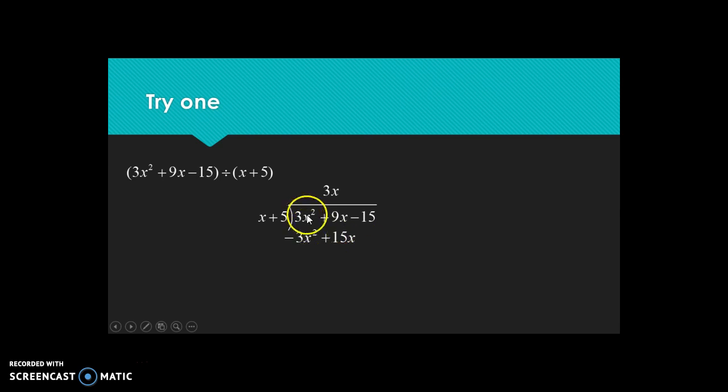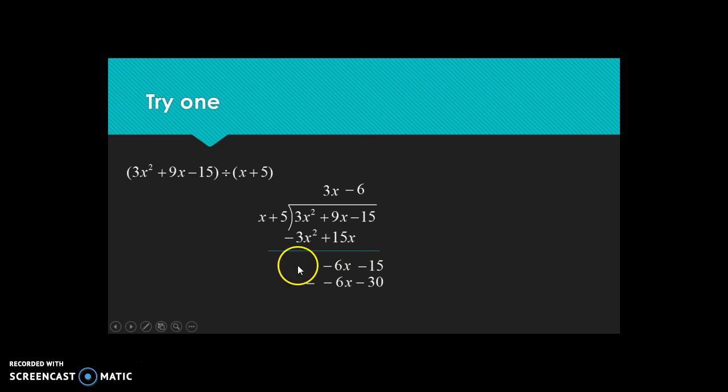And again, this is a multiplication problem. 3x squared minus 3x squared is gone. And then, a subtraction problem. 9x minus 15x is negative 6x. All right, bring down your negative 15, and then ask yourself, what do I have to multiply x by to get negative 6x? And hopefully you say that's negative 6. And then I'm going to use the distributive property here. So negative 6 times x is negative 6x, and negative 6 times 5 is negative 30.